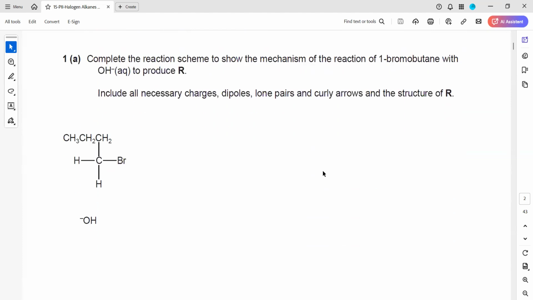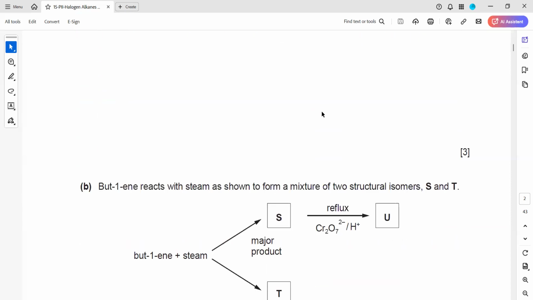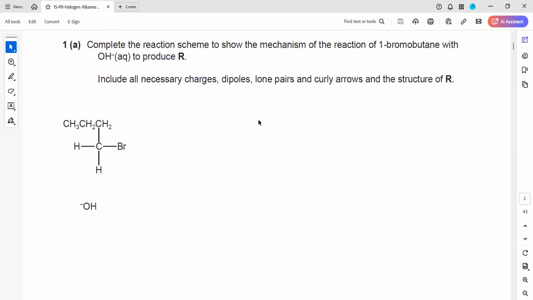In the first one, complete the reaction scheme to show the mechanism of a reaction of 1-bromobutane with OH⁻ to produce R, and include all necessary charges and dipoles and curly arrows to show the structure of R. Whenever we make a dipole, the atom which is more electronegative will have a partial negative charge and the other will have a partial positive charge.